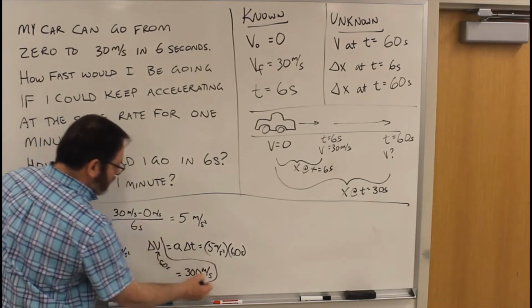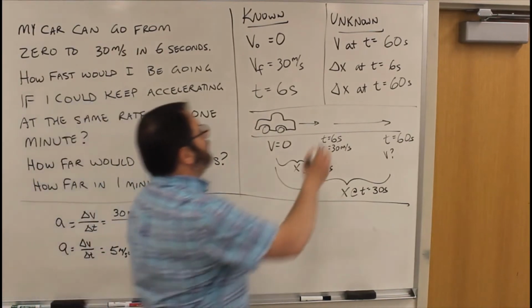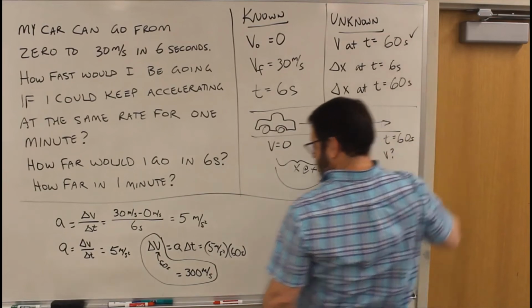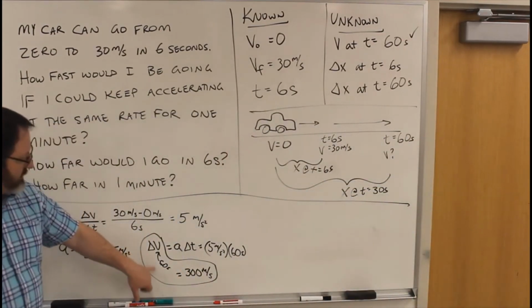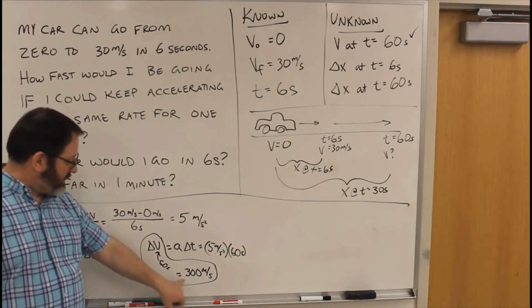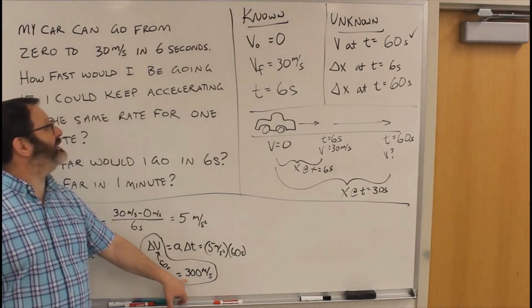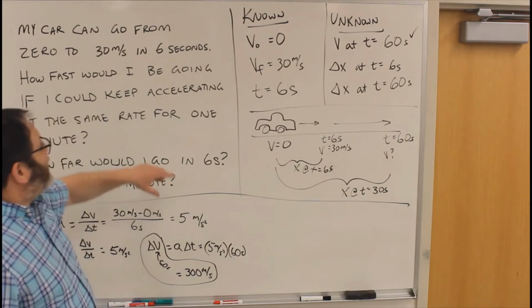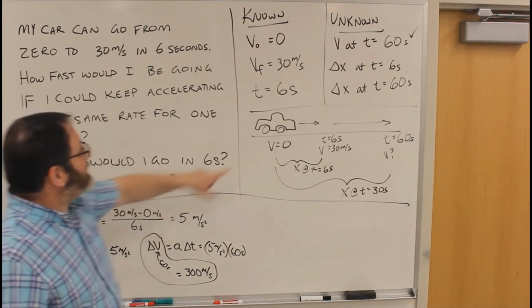So delta V for 30 seconds, sorry, for 60 seconds. Delta V for 60 seconds, we got that. 300 meters per second. That's about 600 miles an hour, so that's pretty fast. All right. So we've got that one.